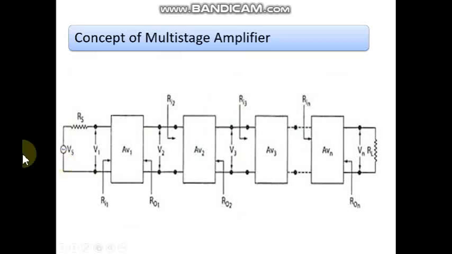Concept of multi-stage amplifier. Source V1 as the input, with its impedance, output impedance, and the voltage gain AV1. Whatever output is available here will become the input for the second stage. Amplified, that will become the input for the third stage. Amplified, and that will become the input for the fourth stage, and so on. Finally, the output is collected across the RL.